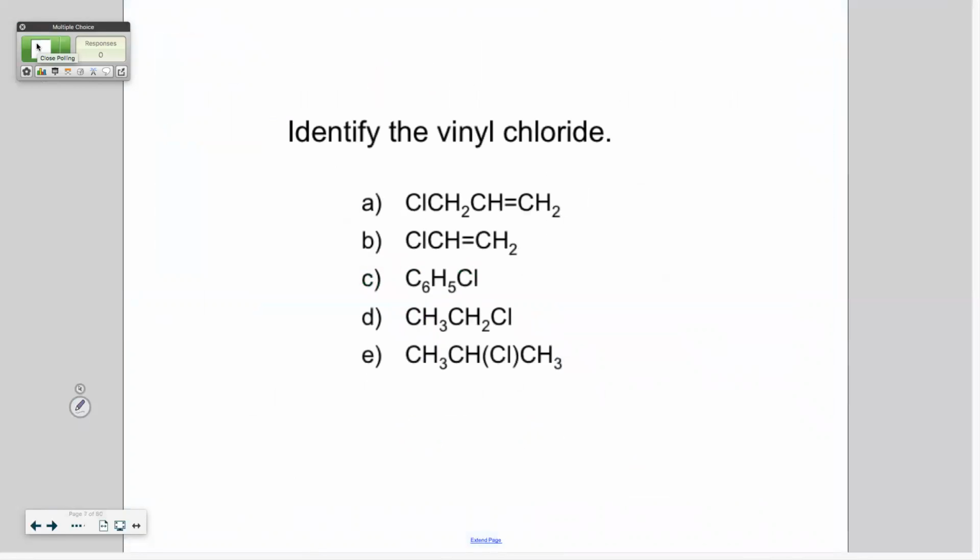All right, here we go. Identify the vinyl chloride. So which one up there is a vinyl chloride? I counted at one point. Now I can't remember. Was it 23? If I counted, it was 22 plus Jeremy was 23. Good memory.